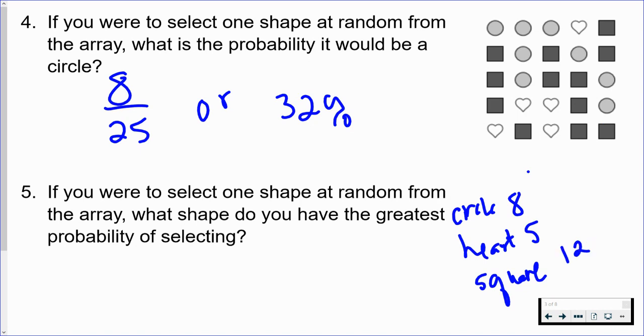Okay, so the greatest probability is when that number on top is going to be the biggest. Okay, so we could get a bigger fraction and bigger, therefore, probability. So the square is going to be the greatest probability because we have the most of those. Okay, so if we're picking one at random, the greatest probability is with selecting a square because there are more of those than any of the other shapes.